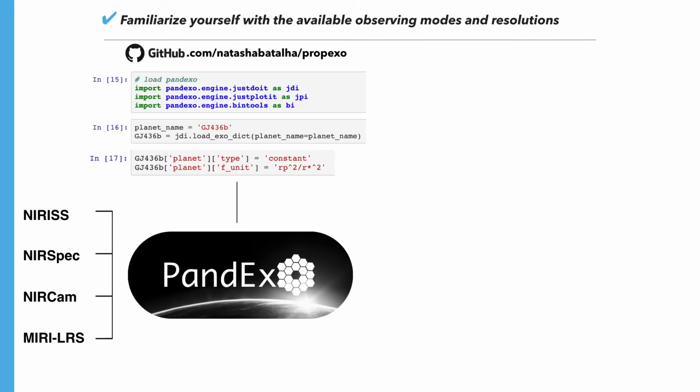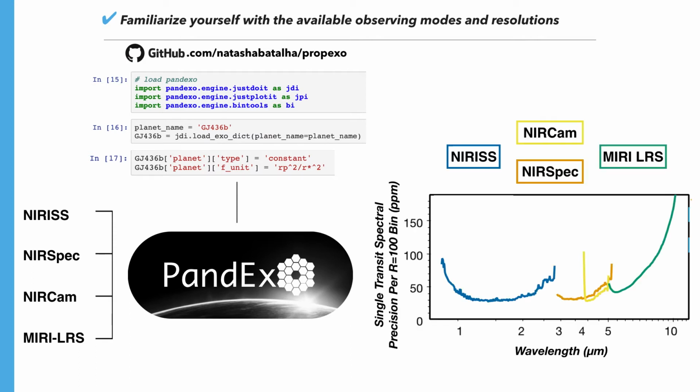Here we've picked GJ436b, and we've set a constant transit depth spectrum. And this allows us to use the same Pandexo calculations throughout our modeling. And so with this, we can get an initial idea for what the precision is across wavelength space for all our different modes.